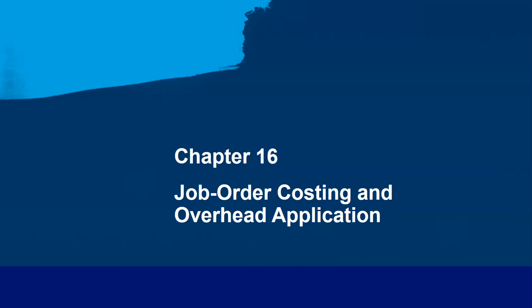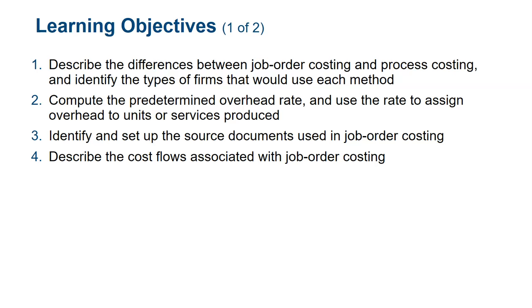All right, let's see what we've got here. Looks like we have moved on to chapter 16, which focuses on job order costing, and we're going to have our first look at the application of factory overhead in a manufacturing environment, and that is going to be something new for you. So let's see specifically what we're going to do.